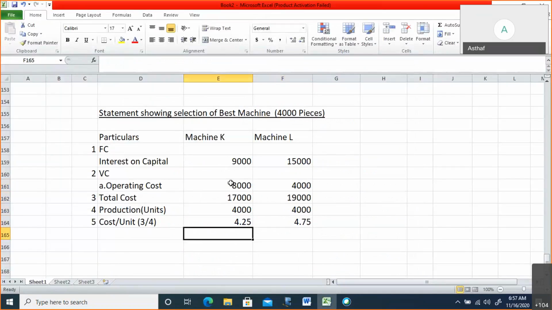Some of the friends have already given the answer. What is the answer, my dears? 4.25 and 4.75. So what will the ranking be here? Look here, the ranking went ulta, just reversed. How interesting. Any doubt, please ask.